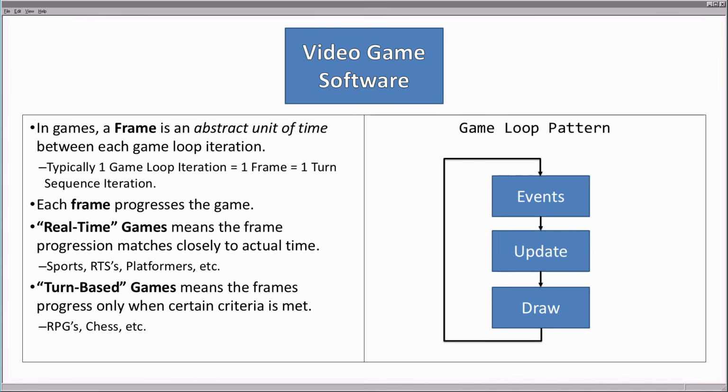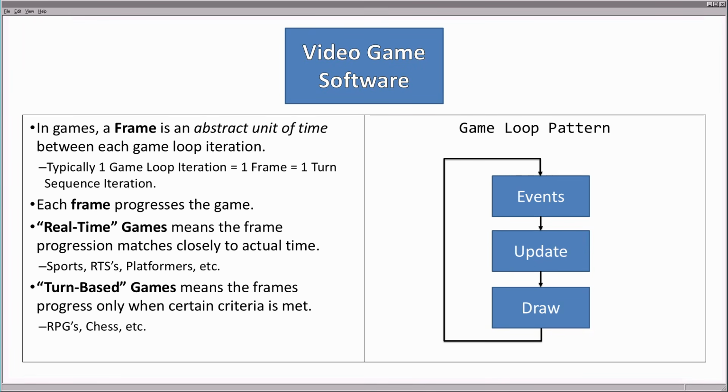In games, a frame is an abstract unit of time between each game loop iteration. Typically, one game loop iteration is equal to one frame, which is equal to one turn sequence iteration. Each frame progresses the game.